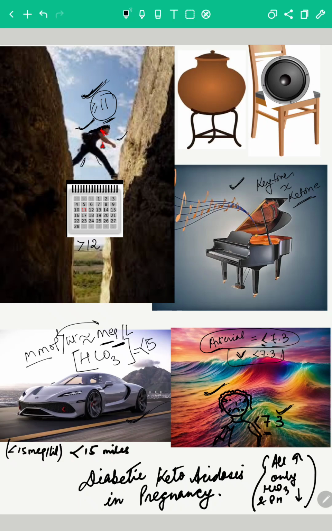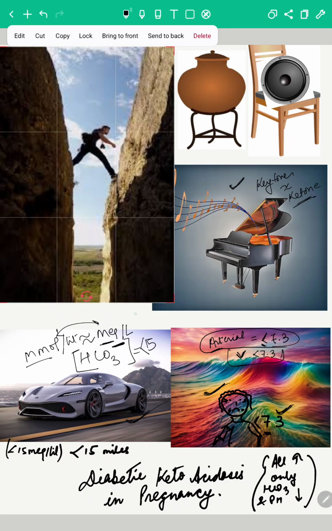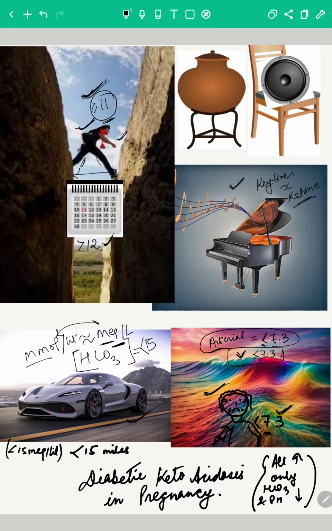Now this lady, if we can see, is standing in a gap, and this gap is supported by a calendar. This gap is nothing but the anion gap, which is more than 12. A calendar symbolizes 12 months, and she is at a distance more than the calendar, so it is more than 12, which is the anion gap.